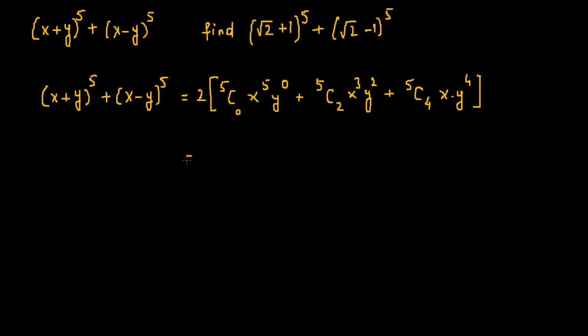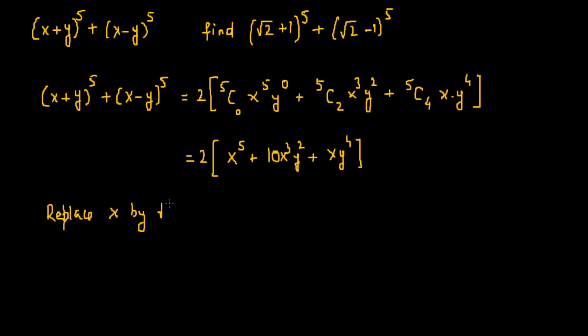So let's solve it. So this would give us 2 times 5c0 is 1. So we have x to the power of 5. 5c2 is 10. So this is 10x cubed y squared plus 5c4 is 1. So this would give us xy to the power of 4. Okay, so this is the simplified version. Now what we're going to do, we're going to substitute x by root 2 and y by 1.